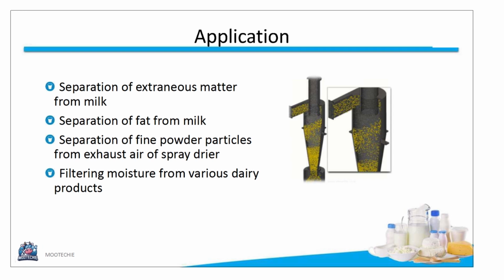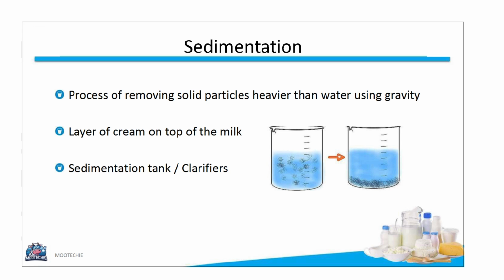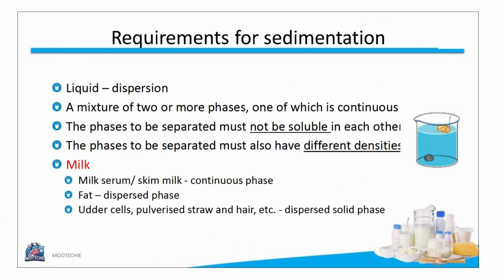Let's start with sedimentation. Sedimentation is the process of removing solid particles that are heavier than the liquid using gravity. A simple example you might have seen is the layer of cream that forms on top of milk when it is left to stand. In industry, this process is carried out in a sedimentation tank or clarifier. For sedimentation to occur, certain requirements must be met.